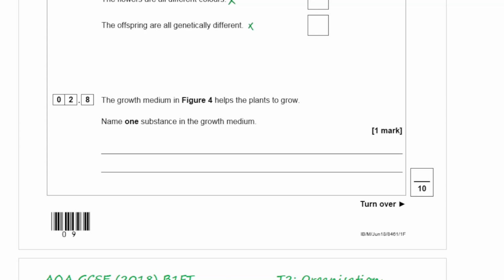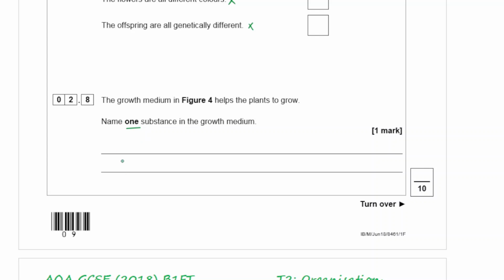2.8. The growth medium in figure 4 helps the plants to grow. Name one substance in the growth medium. Now, the most common answer that students would say is nutrients, which is not right, because it's nothing specific. You need to name a substance. You can't give things like fertilizer or plant food either, because you're just giving general names.